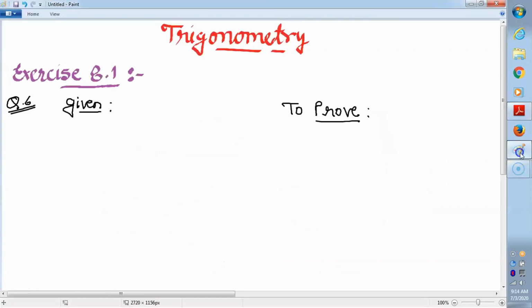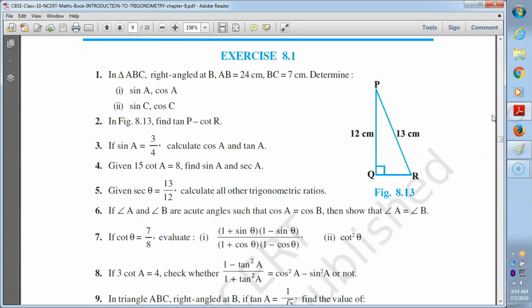Let's write it. What is given? Cos A equals cos B. And which relation we have to prove? Angle A equals angle B. One more thing given in the question is angle A and angle B are acute angles.